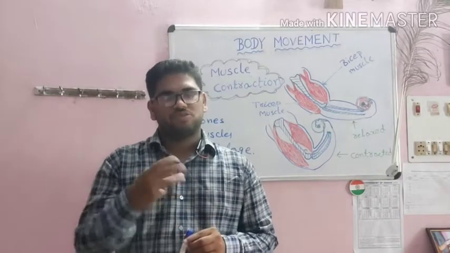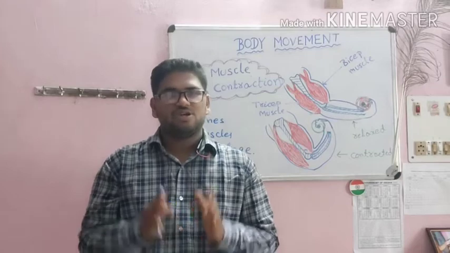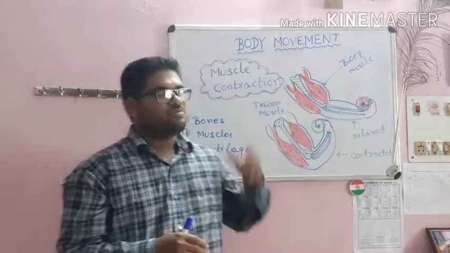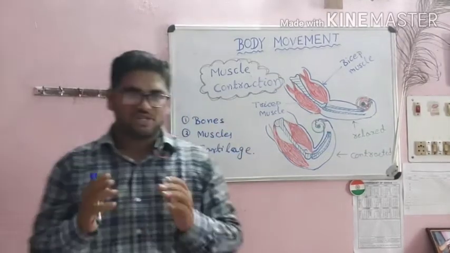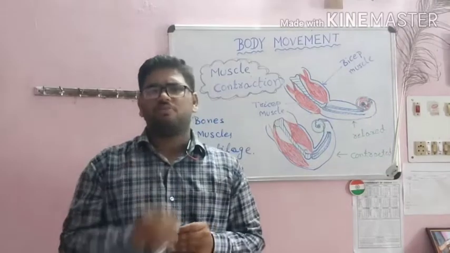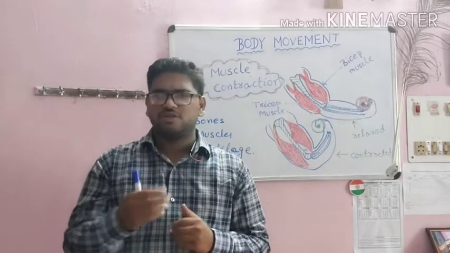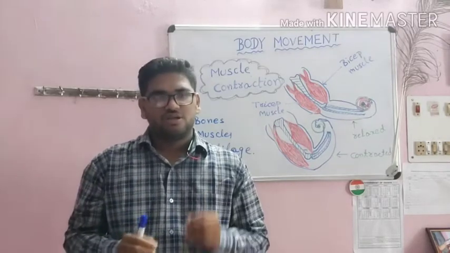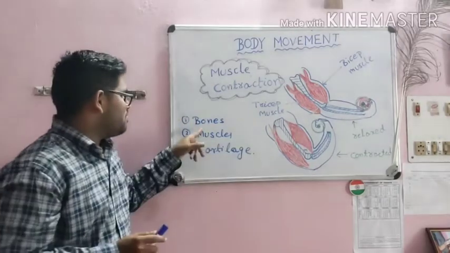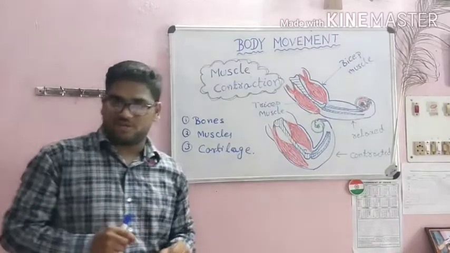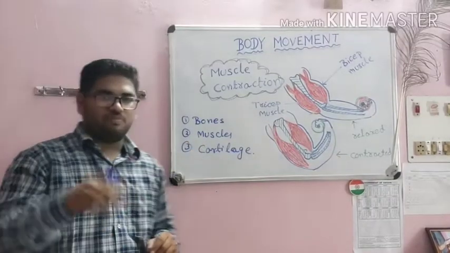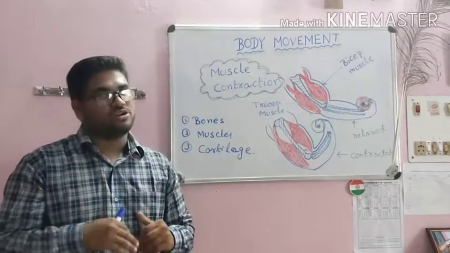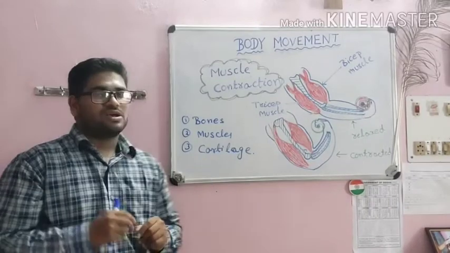Now come to the third topic of this video series. The heading should be muscle or muscle contraction. In our body, three types of things are present besides the blood or the fluid components. Number one, bones, which we have learned in the earlier class. Second is the muscles, which we are going to learn today. And third is cartilage.